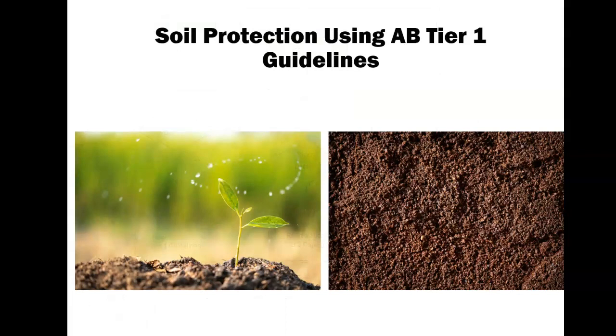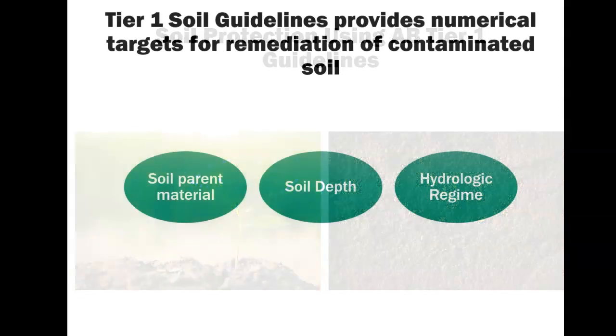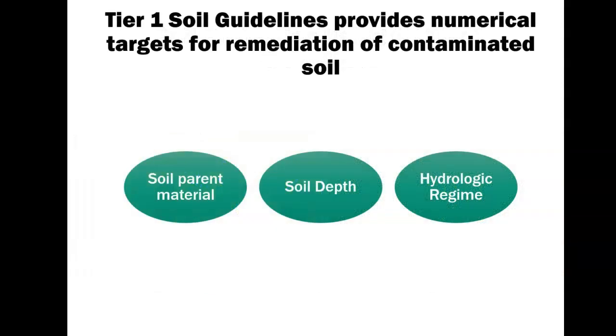So let's talk about soil protection using the Alberta Tier 1 guidelines. The Alberta Tier 1 soil guidelines provide a numerical target for remediation of contaminated soil. The background concentration of a substance in soil is defined as the natural concentration of the substance in the absence of any input from any human activities or sources. So sometimes the background concentration of a substance can be a significant proportion of, or even exceed, your Tier 1 and your Tier 2 guidelines.